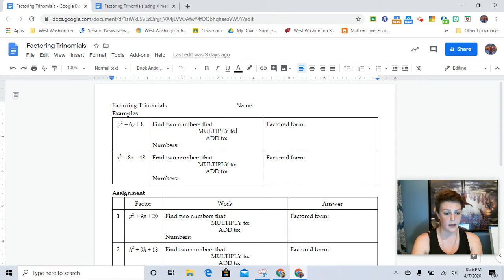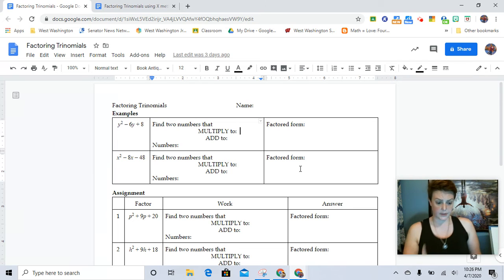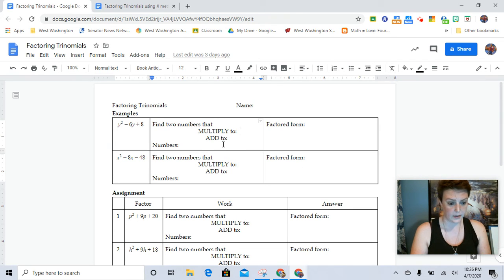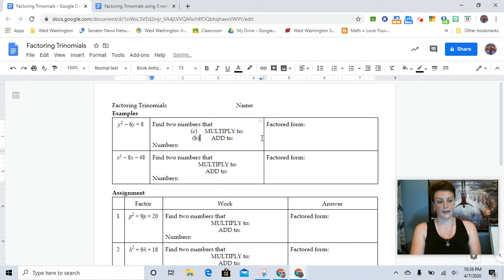But what we're going to do here, these are the examples. We're going to find two numbers that multiply. Remember, we multiply the C term and add to be the B term. In this one, the C term is the third, the single number, the constant. So what two numbers multiply to be 8 and add to be negative 6? Again, that negative on the 6. Two numbers that multiply to be 8 and add to negative 6. Negative 4, negative 2.